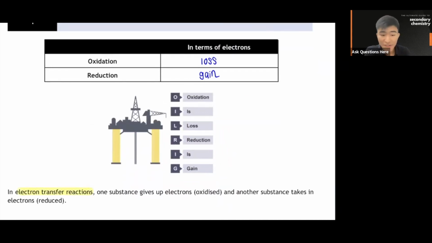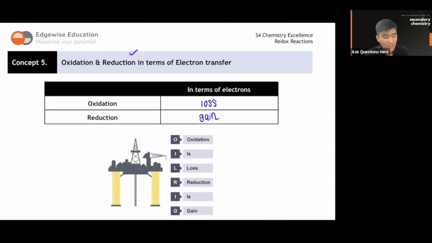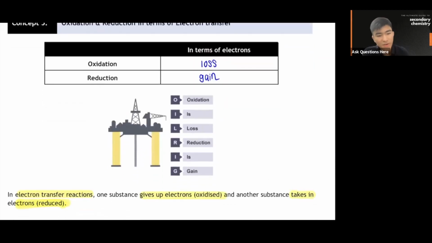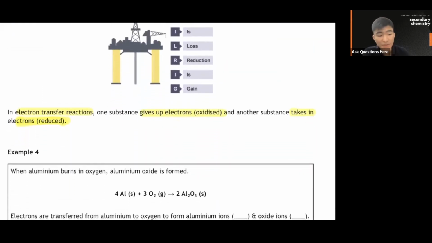In electron transfer reactions, one substance is going to give up the electron, which means it loses the electron and is hence oxidized, and another substance takes in the electrons, which means that it gains the electron and is defined to be reduced. So don't get confused. Loss of electrons is oxidation, gain is reduction. Okay, now let's look at an example.